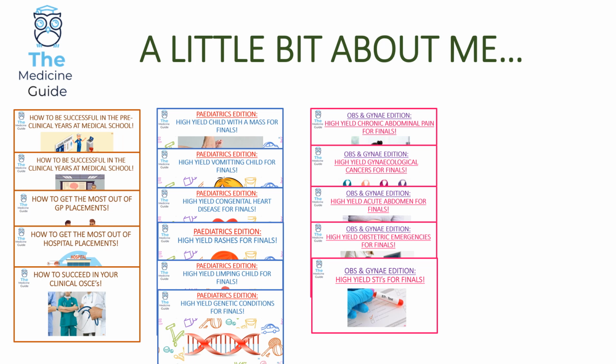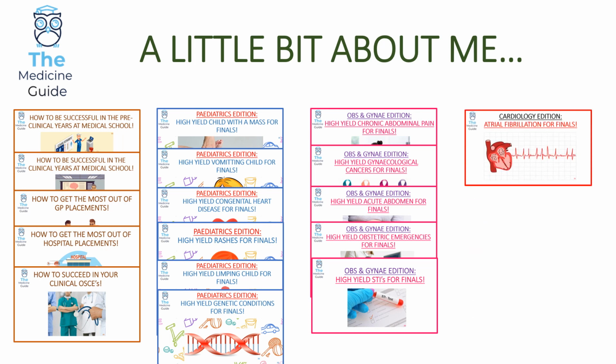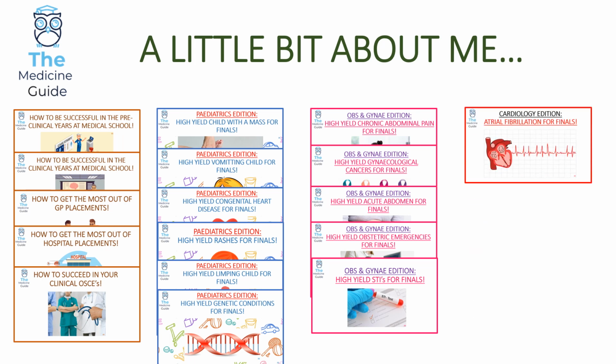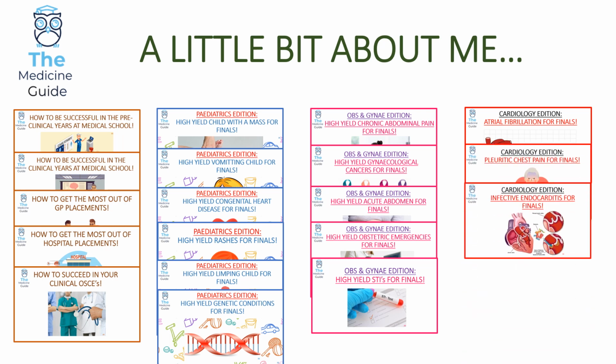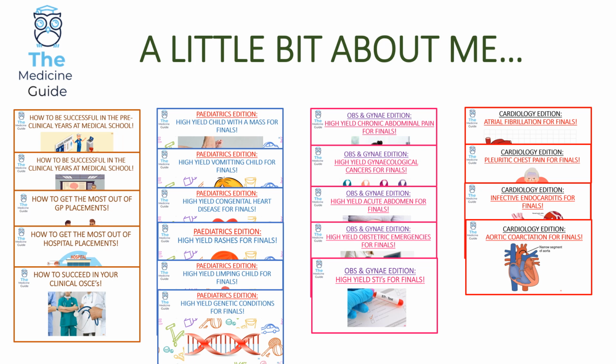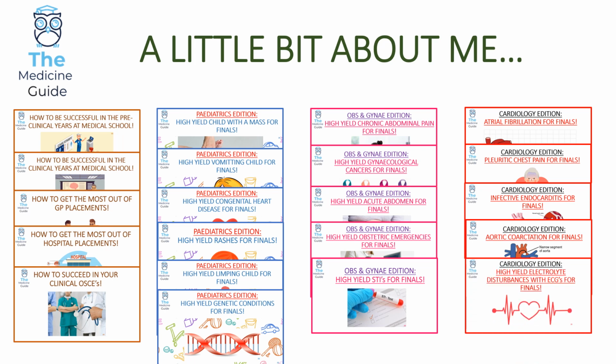So this video, in conjunction with many others, makes up the high yield cardiology edition. Today's video is focusing upon atrial fibrillation, but other videos focus on pleuritic chest pain for finals, infective endocarditis for finals, aortic coarctation for finals, and high yield electrolyte disturbances with ECGs for finals.